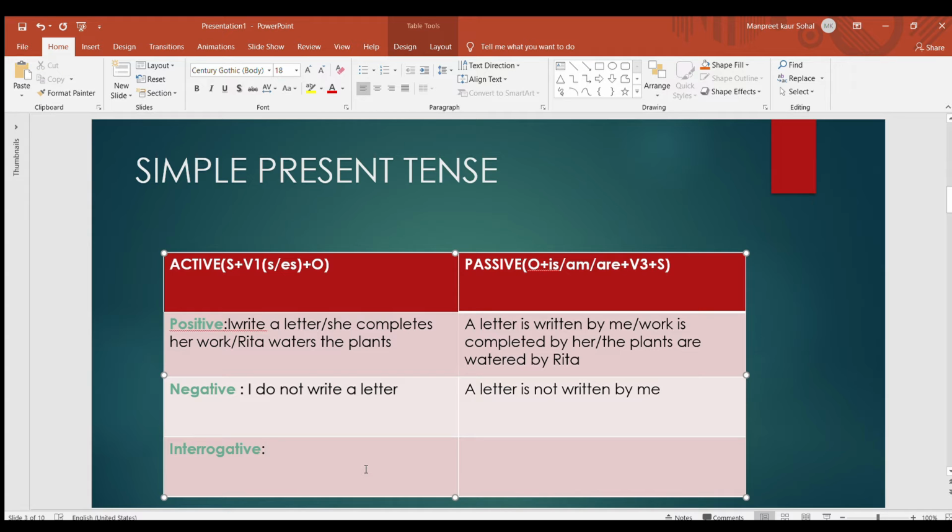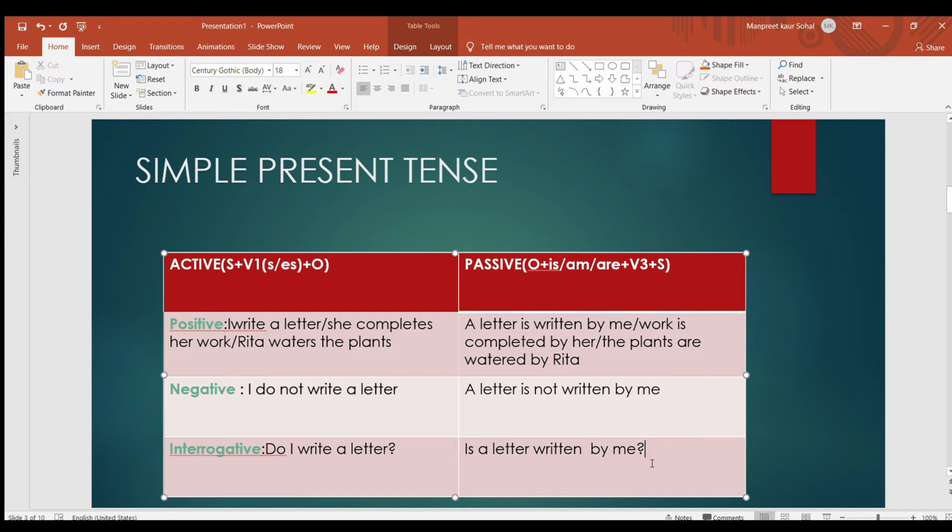Next is interrogative. When we convert a positive or a negative sentence into interrogative, helping verb always takes the first place. So do I write a letter? क्या मैं letter लिखती हूँ? With a question mark after it. If we convert this into passive, this becomes is a letter written by me? क्या letter मेरे द्वारा लिखा जाता है? Now see, in this case, do was the helping verb, so do took the first place when we are converting this into interrogative. But in the passive case, is is the helping verb, so is took the first place when we are converting this into interrogative. I hope you can understand this.